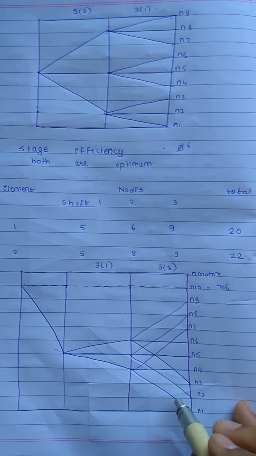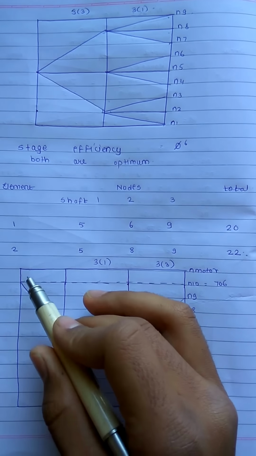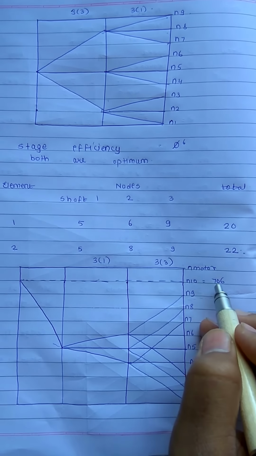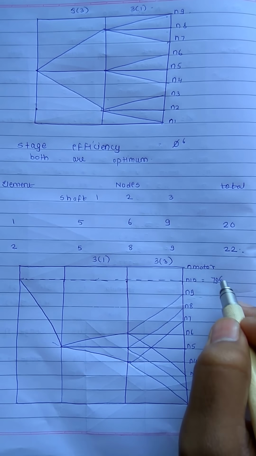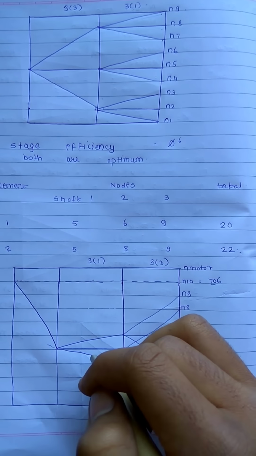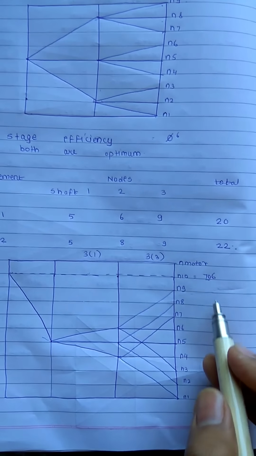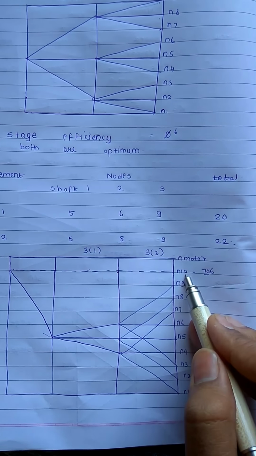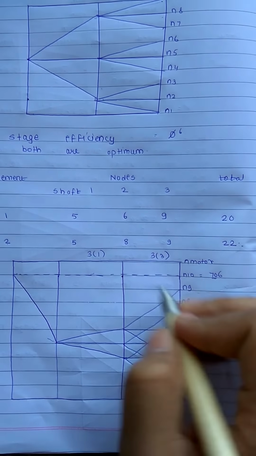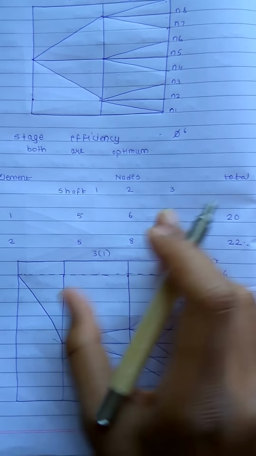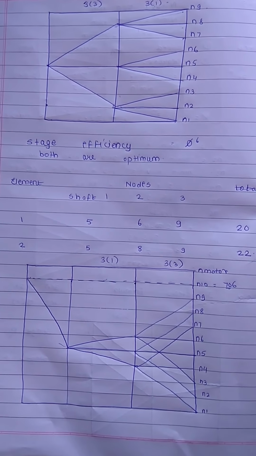Redrawing the diagram, we now connect it to the motor shaft as well, as shown in the last numerical in the last video. I'll give the link to the above video in the I button over here. So N9 and N10 is given. We drew the speed diagram. Next we have to find out the ray diagram.